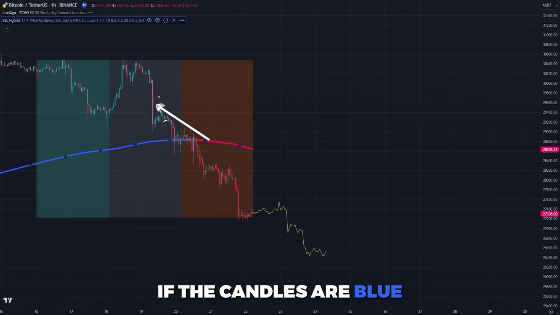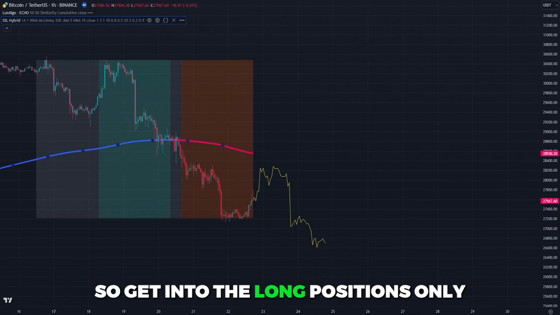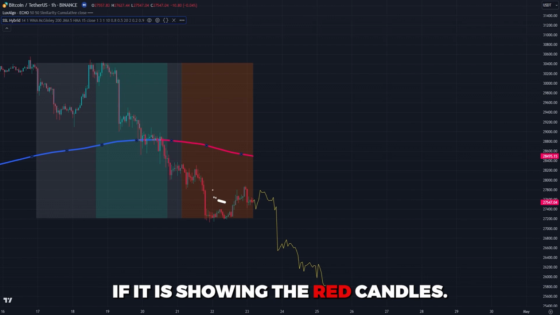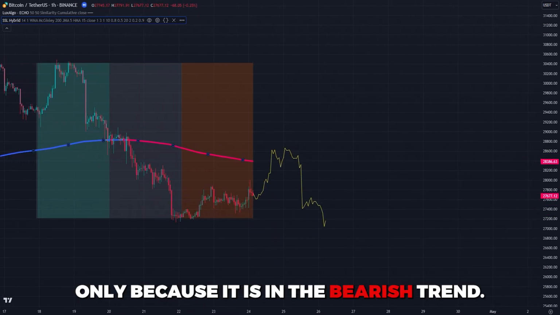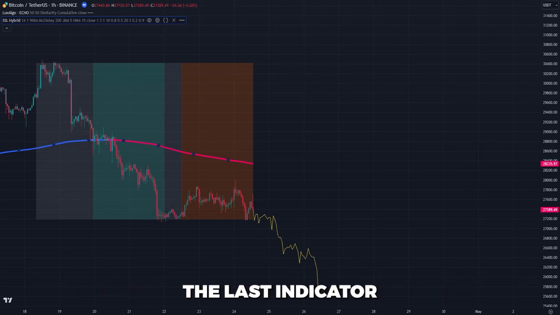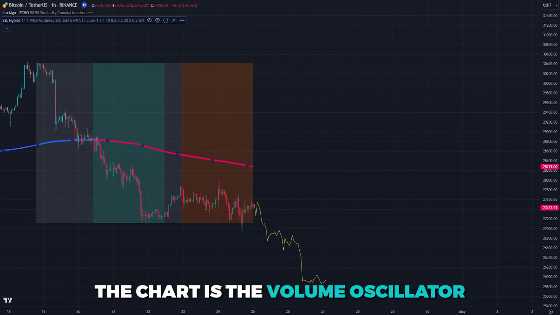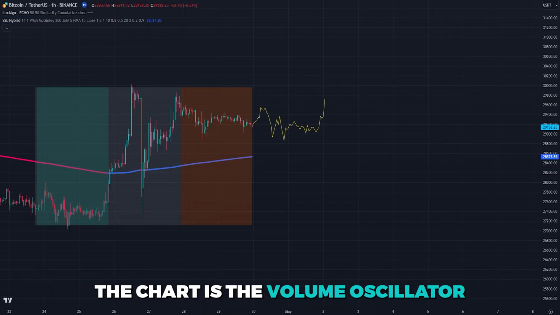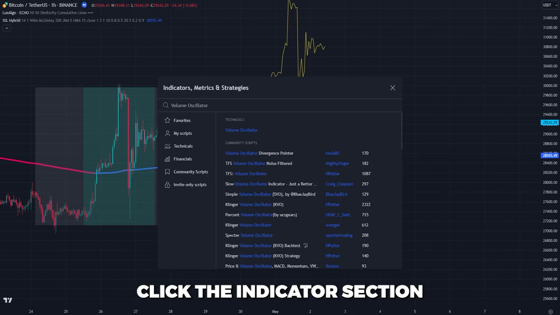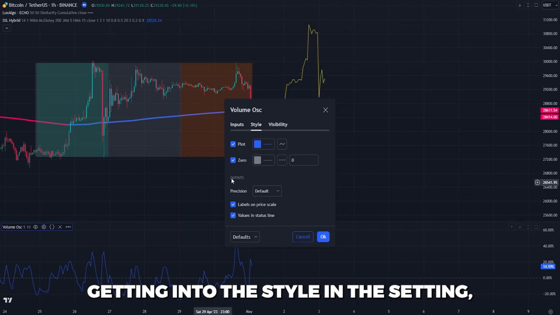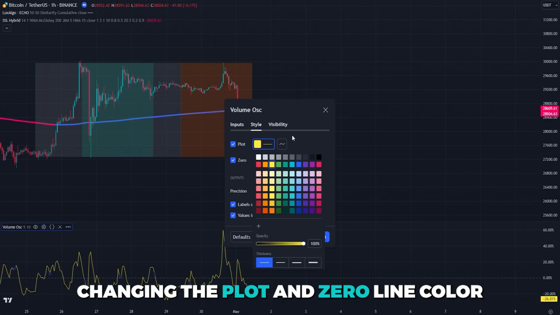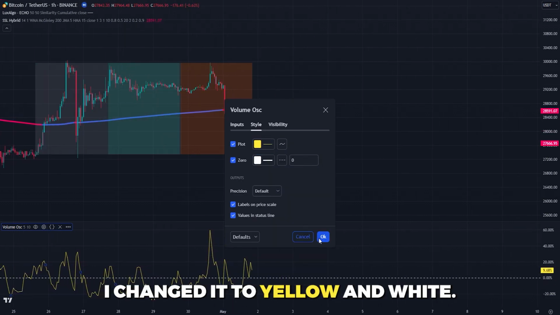If the candles are blue, it is in a bullish trend, so get into long positions only. If it is showing red candles, then get into short positions only because it is in a bearish trend. The last indicator that has to be added to the chart is the volume oscillator. Same as before, click the Indicator section to add the volume oscillator. Getting into the style in the settings, change the plot and 0 line color. I changed it to yellow and white.